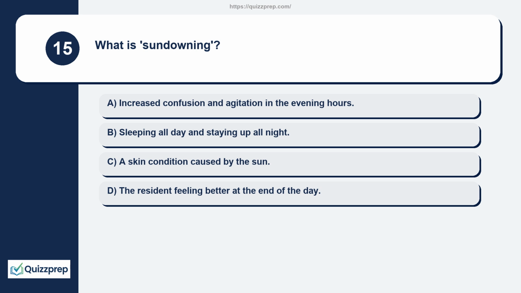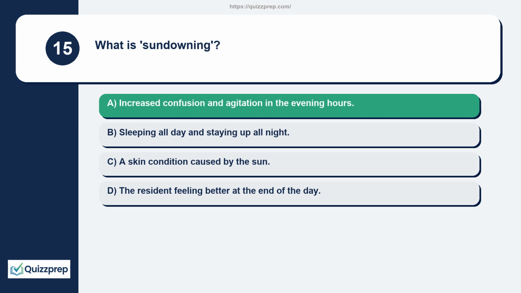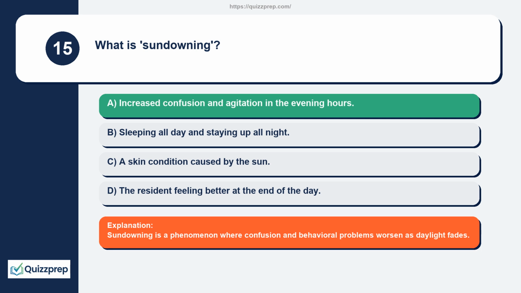Question 15. What is sundowning? Increased confusion and agitation in the evening hours, sleeping all day and staying up all night, a skin condition caused by the sun, the resident feeling better at the end of the day. Sundowning is a phenomenon where confusion and behavioral problems worsen as daylight fades.